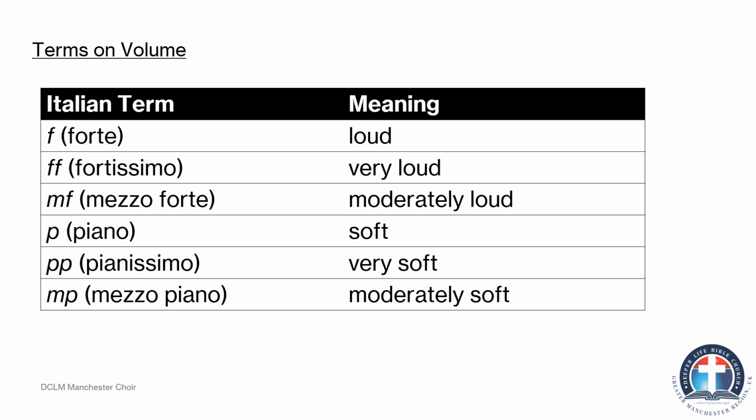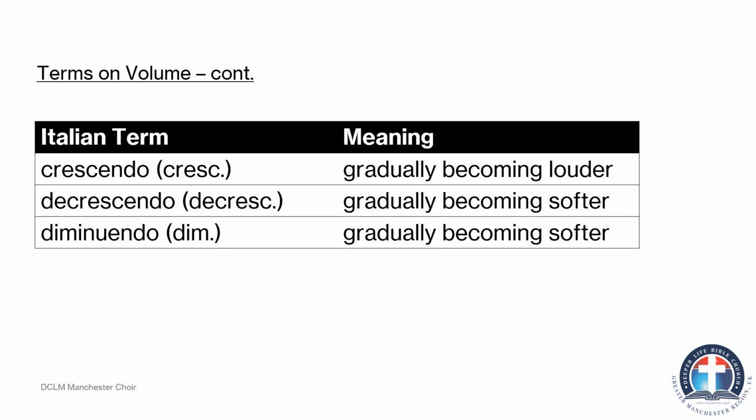Piano means soft. You say play soft, sing soft. Piano. Pianissimo, very soft. Mezzo piano, moderately soft. So it means don't make it loud, make it soft. Okay, so let's continue with terms on volume.